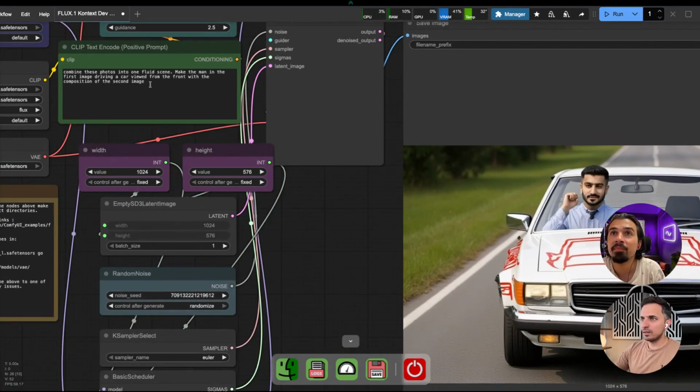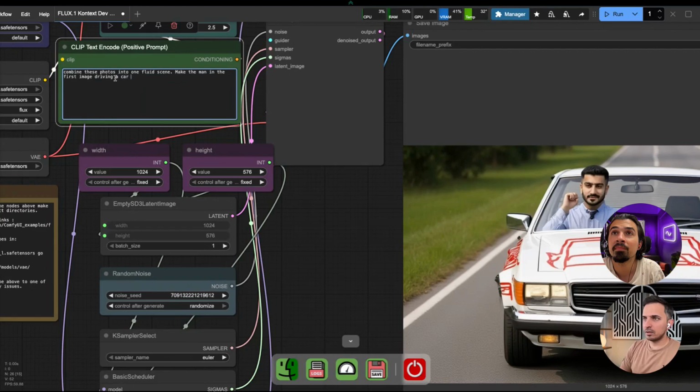So what do I have here? Combine these in a fluid scene. Make the man in the first image of car viewed from the front. Okay, let's change this a little bit. Driving a car with the composition of the second image. If you have an idea, let me know.